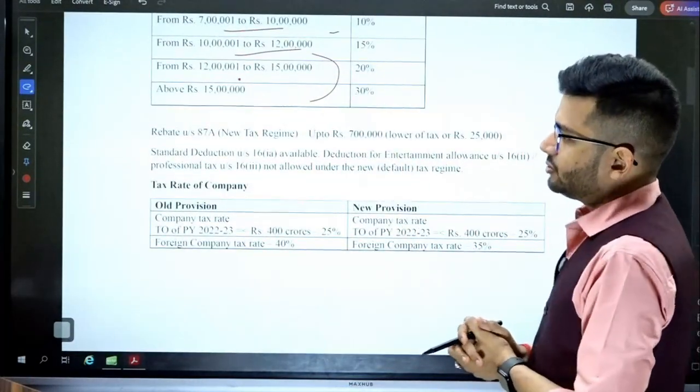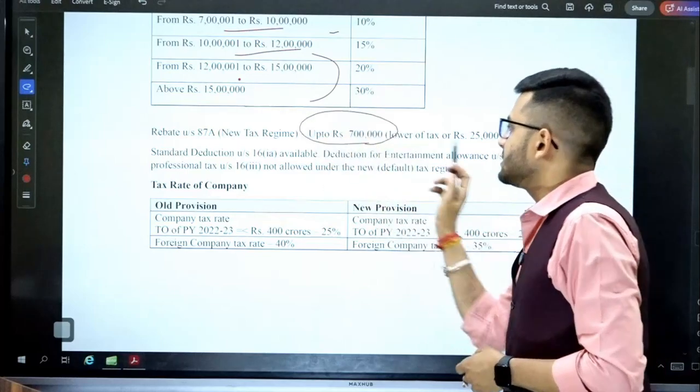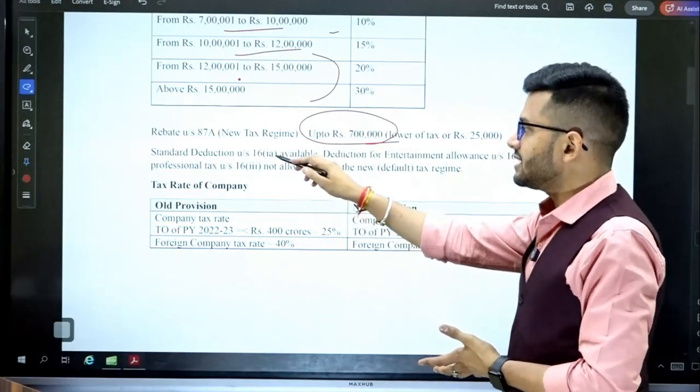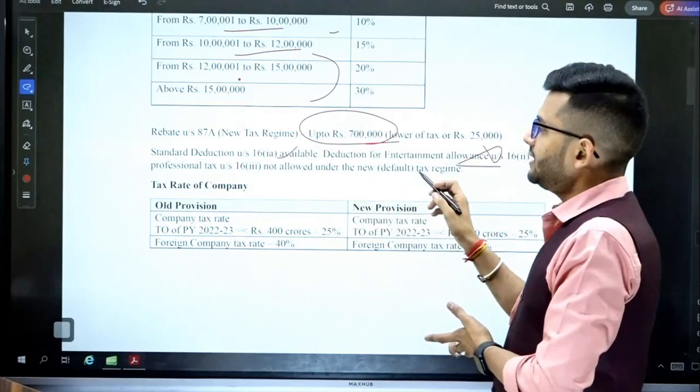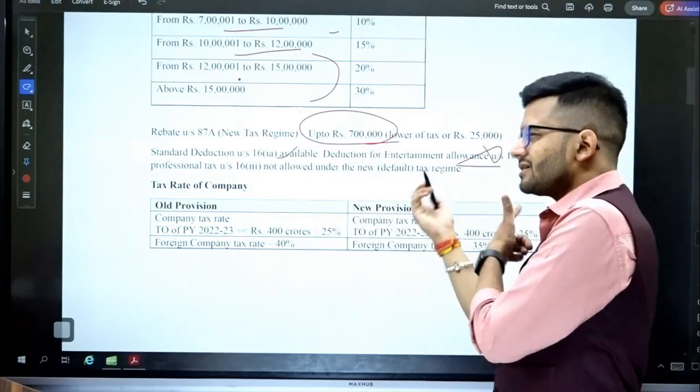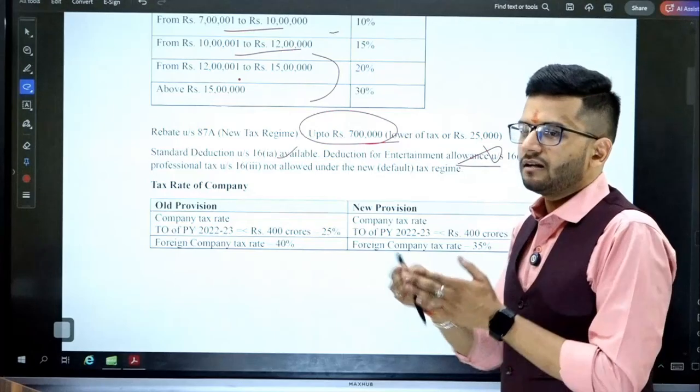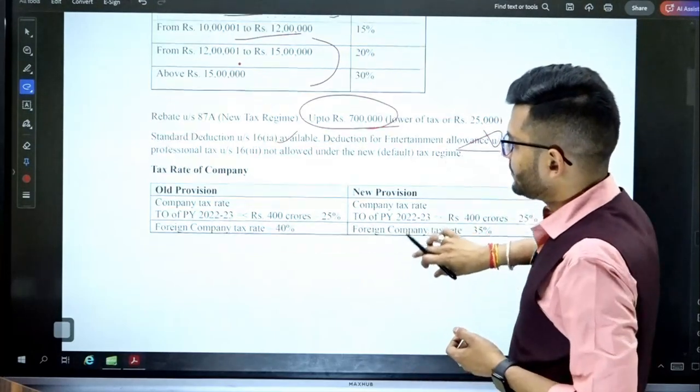Rebate under the new tax regime is available up to rupees 7 lakhs. Standard deduction is available in the new tax regime, but deduction for entertainment allowance is not available, and professional tax is also not available. This is not a recent amendment. This was there in the earlier year as well.